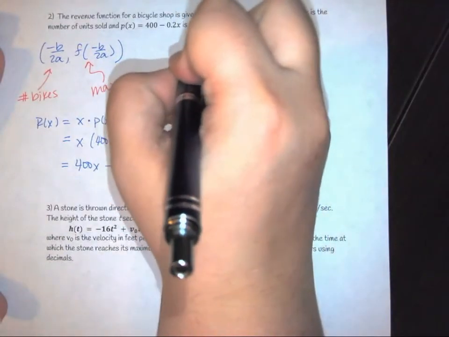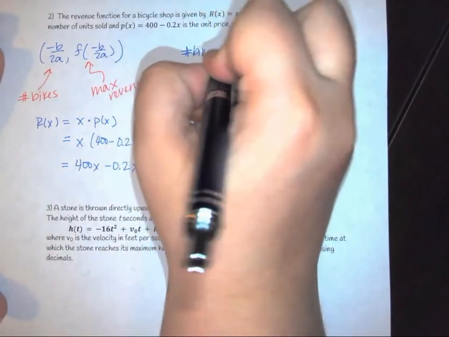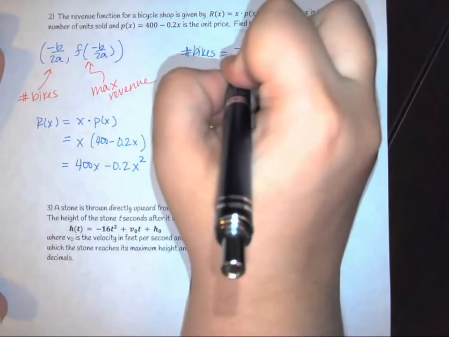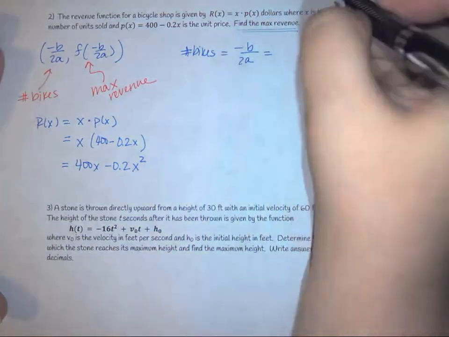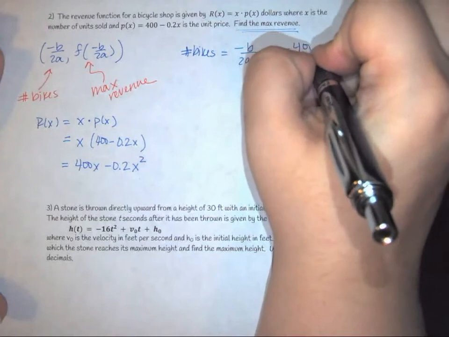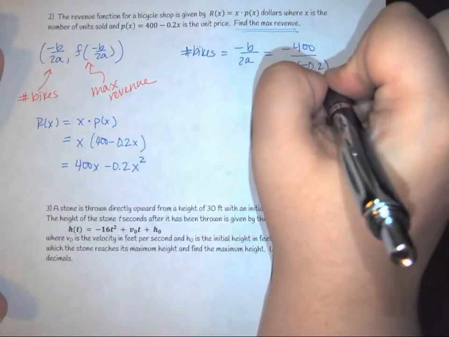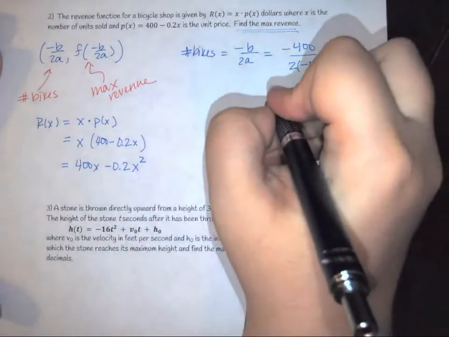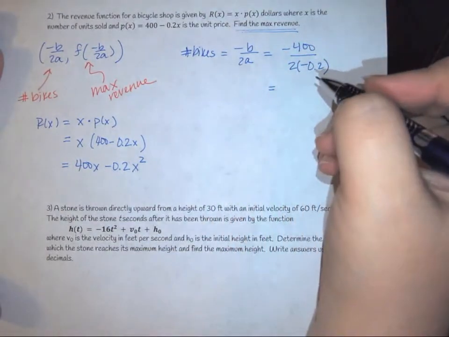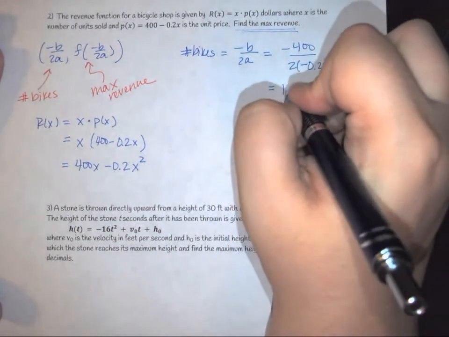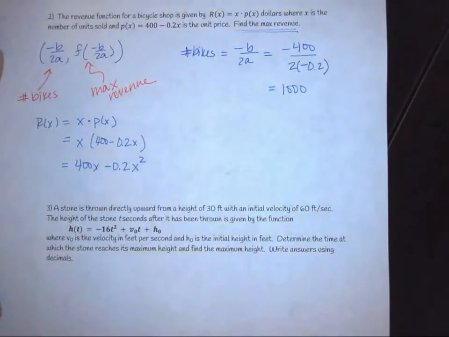So, my number of bikes is going to be negative b over 2a, so negative 400 over 2 times negative 0.2. And so this is actually going to give me a rather large number. That number is 1,000.